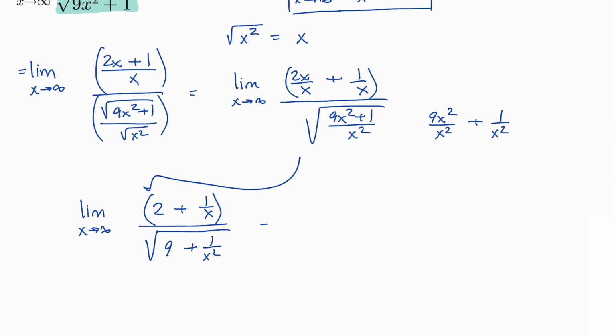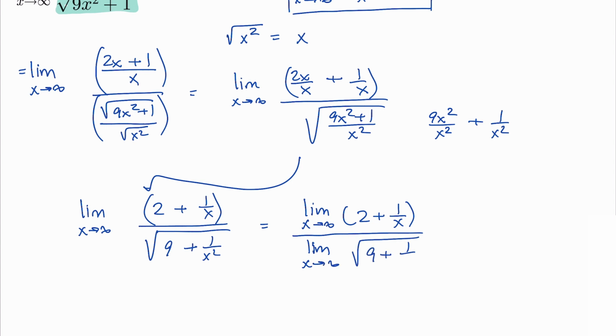So one last thing we'll do is I'm going to rewrite this as the limit of the numerator. It's easier to look at one thing at a time, of 2 plus 1 over x divided by the limit in the denominator, square root of 9 plus 1 over x squared. So now the limit of the numerator, well, as x goes to infinity, 1 over x does go to 0. And as x goes to infinity, 1 over x squared goes to 0.